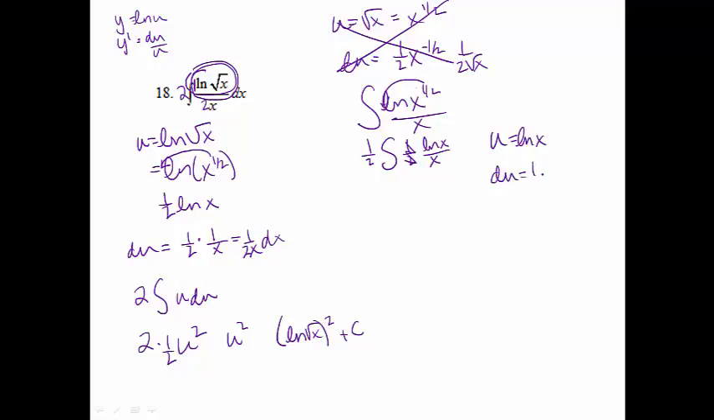Then du would be 1 over x, which is what I have. Then I would have 1/2 times the integral of u, which would give me 1/2 times 1/2 u squared, which is going to give me 1/4 the natural log of x squared plus c. These two, believe it or not, are equivalent answers. They're just different forms of the same answer. Either way that you work the problem, I just wanted to make sure I worked it for whichever way you might have done it.